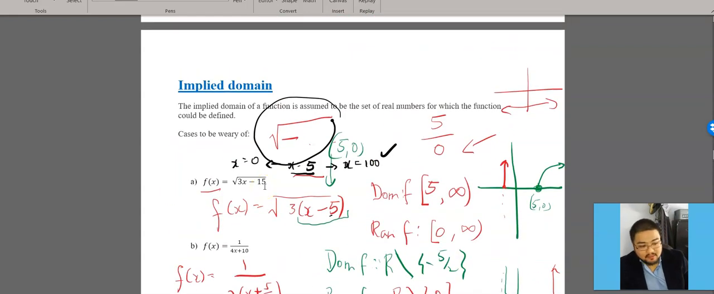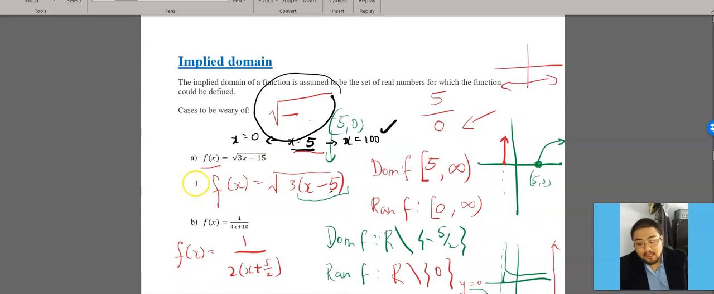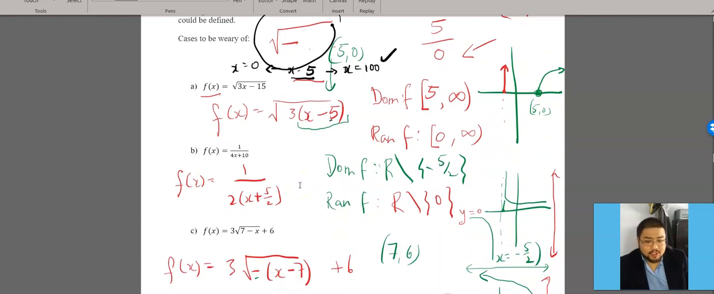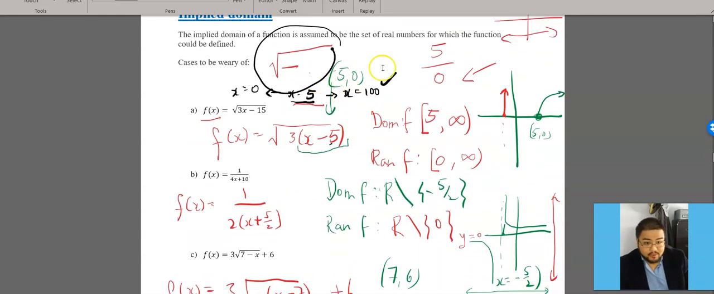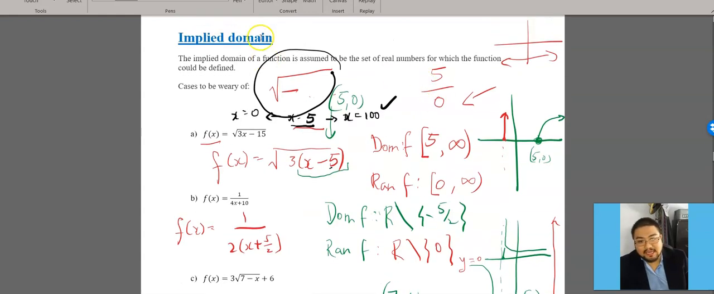Implied domain is pretty much just saying that when you've got a particular function, say a square root or a truncus or a rectangular hyperbola, and there are restrictions, for example, a negative square root or divide by 0, there's a domain that's implied with it. It's just an extra thing that we have to add on to domain.